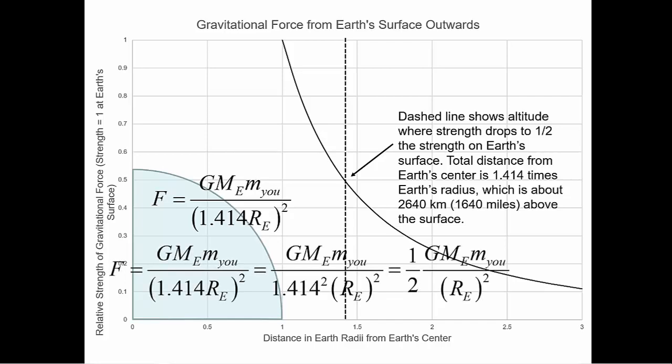So I take that expression, and when you have two numbers multiplied together in parentheses that are squared, you square each number individually. That's what I do in the middle term here. And so I squared that 1.414, and it happens to be the square root of 2. So when you square it, you get a 2 down there, and you end up with a 1/2 here. So that's how you get the gravitational force to drop to 1/2 its value. You increase the distance to 1.414 times its initial distance.